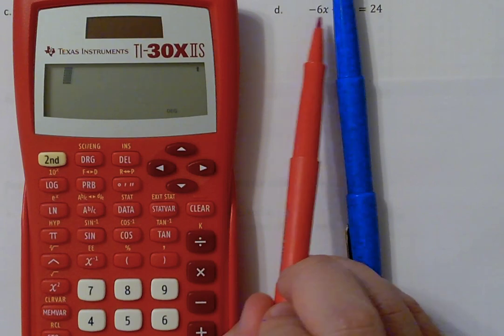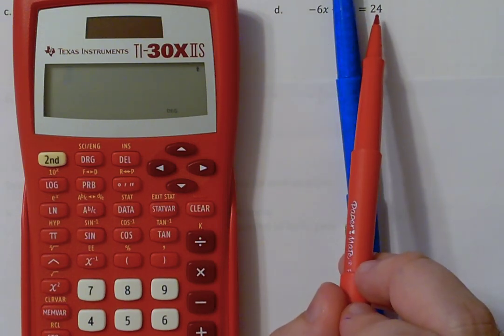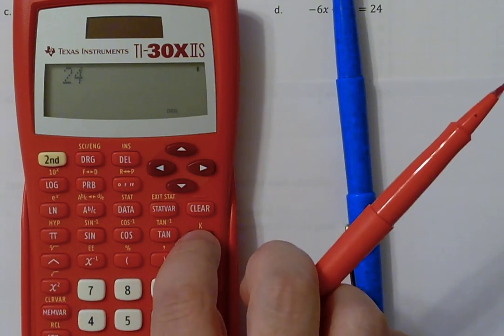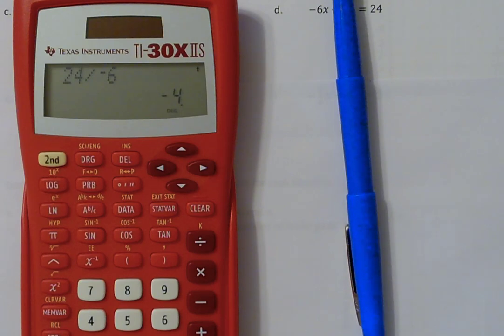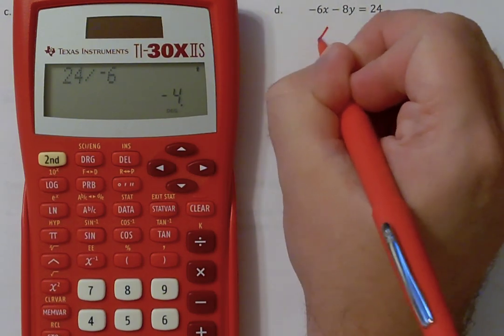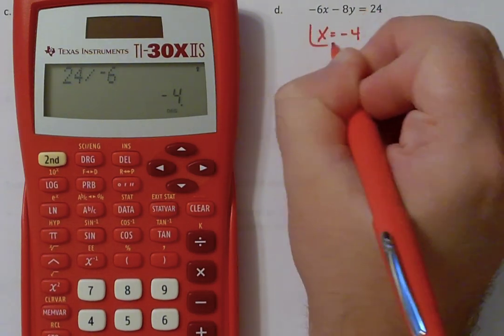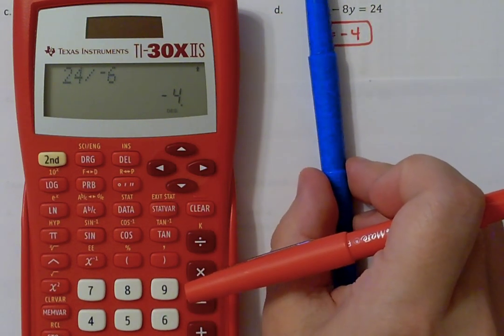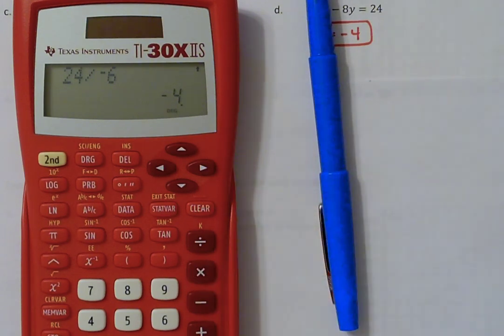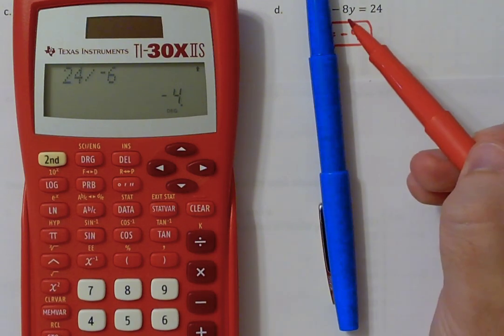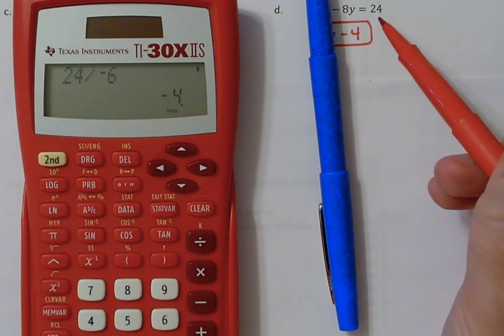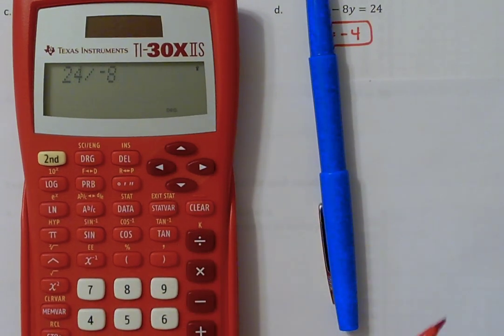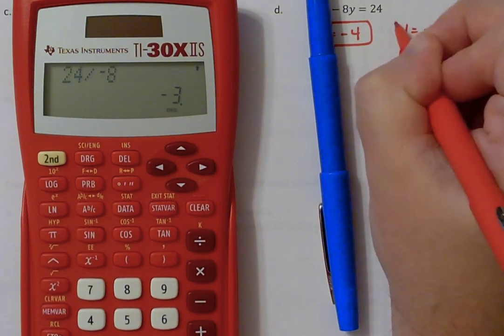To solve for x, we're going to divide by negative 6. So we're going to do 24 divided by negative 6, and I end up with negative 4. So my x-intercept is going to be negative 4. And then to figure out my y-intercept, we're going to cover up x. So I now have negative 8y equals 24. We're going to divide 24 by negative 8, and when I do 24 divided by negative 8, I end up with my y-intercept being negative 3.